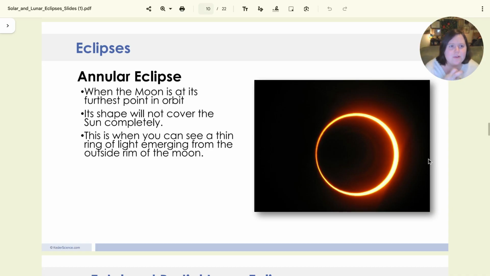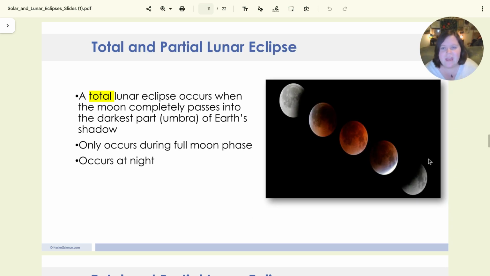I believe this happened on the last big one that we had. I believe it was annular, or it was almost annular. I feel like I remember seeing pictures like this. And so this is that thin ring of light. Okay? A total lunar, so those were solar, now we're back to lunar, is when the moon is completely in the umbra, or in the totally darkest part. We know already that these only occur in the full moon phase, and you're only going to see this part at night.